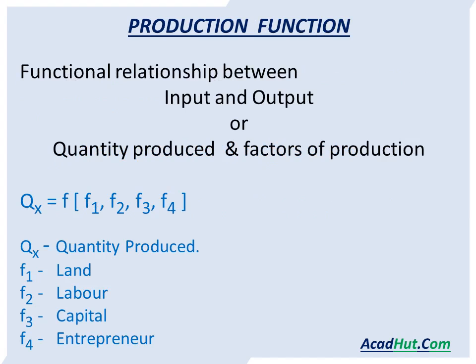Now what is production function? That's a functional relationship between input and output, or quantity produced and factors of production. You can write any one of them, and this is how you're going to show it in symbolic form. Qx is equal to f in bracket f1, f2, f3, f4. Qx stands for quantity produced, f1 stands for land, f2 stands for labor, f3 stands for capital, f4 stands for entrepreneur, and the small f stands for function. f1, f2, f3 are the factors of production.